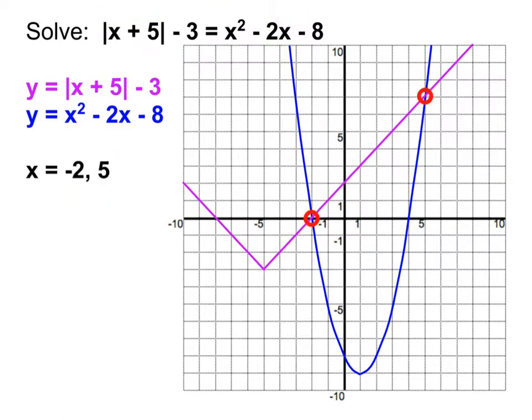So when it comes to giving our solution here, because my original equation just has x in it, my answer just has the x in it. I just list out what the x values are in that sort of a case. And so this one then is done. X equals -2 and 5.